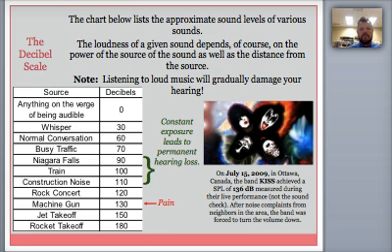The chart below lists the approximate sound levels of various sounds. The loudness of a given sound depends, of course, on the power of the source of the sound as well as the distance from the source. I want you to note that listening to loud music will gradually damage your hearing. The decibel scale goes from 0 to 180. Constantly being exposed to decibels between 90 and 120 can lead to permanent hearing loss. Pain threshold is reached at 130.